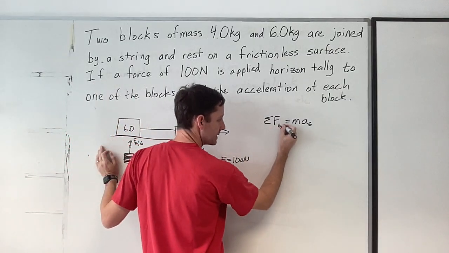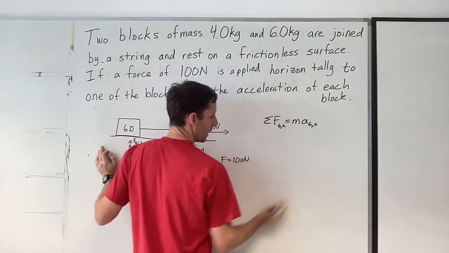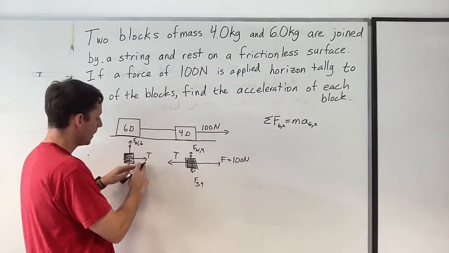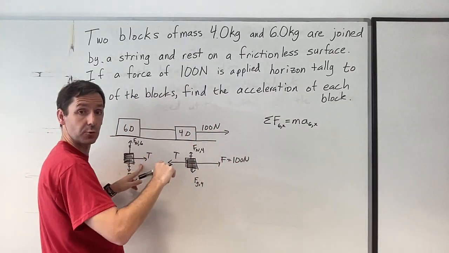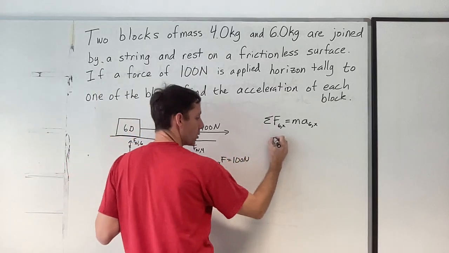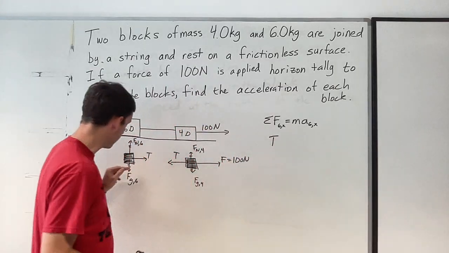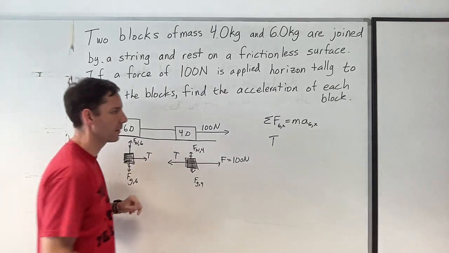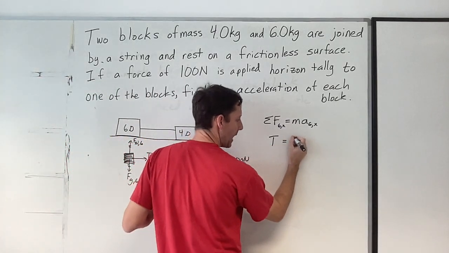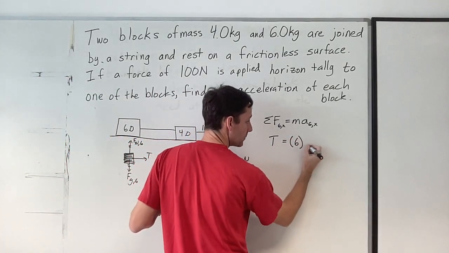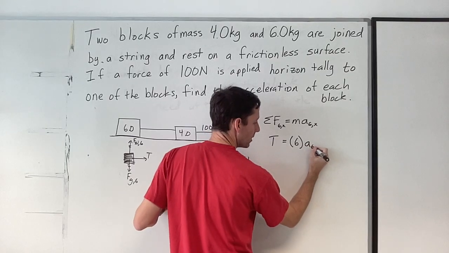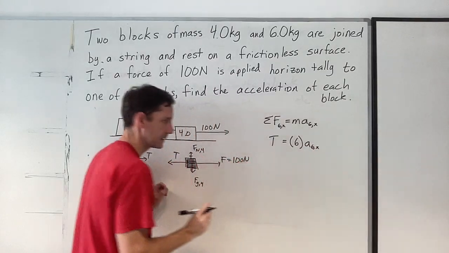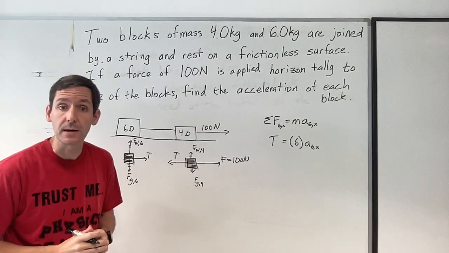So I guess I could label this as 6x, horizontally, if I want to be extra clear. I've got the tension, which is pulling to the right, so I'll make that a positive. So I'll go tension. And then these two are equal. They cancel out, and they're not horizontal anyway, so we're not going to worry about those. Equals the mass, which is 6 kilograms, times the acceleration of the 6. All right? So that would be the first one.